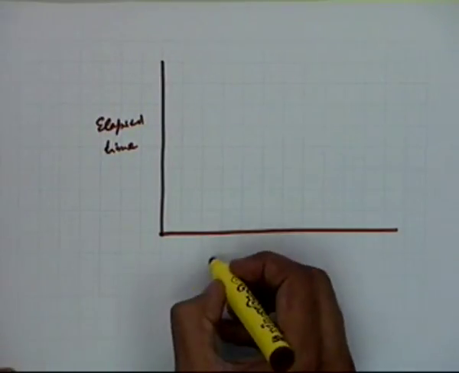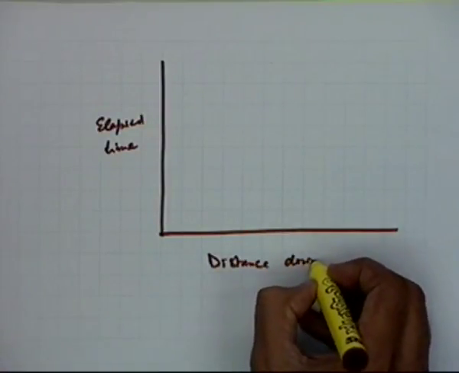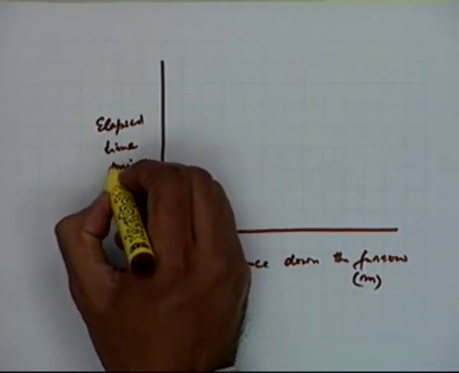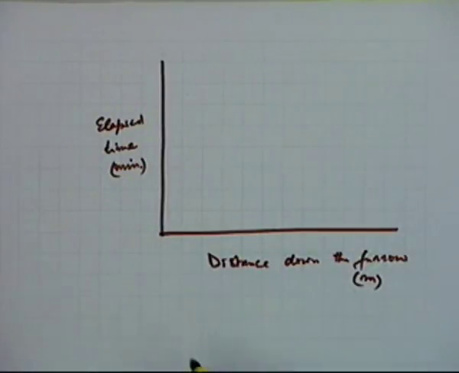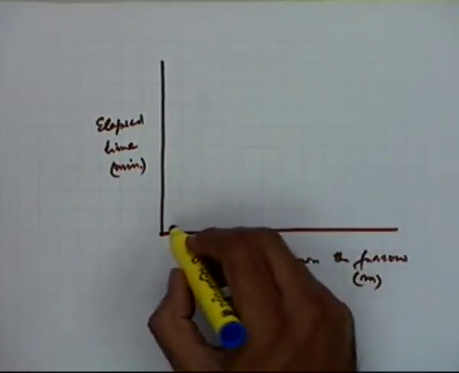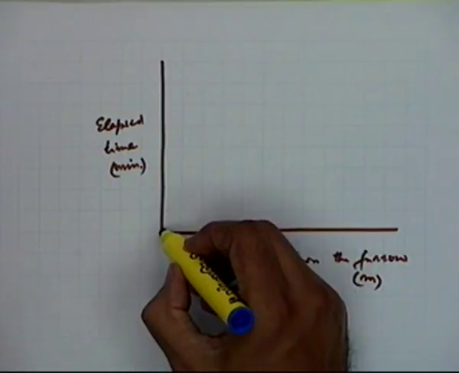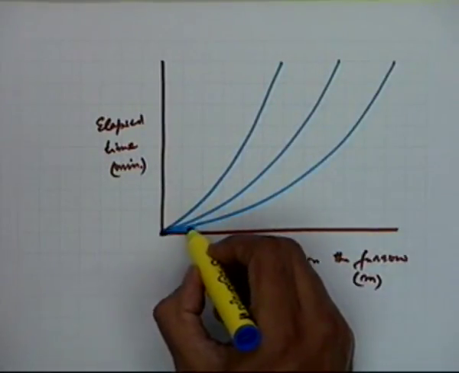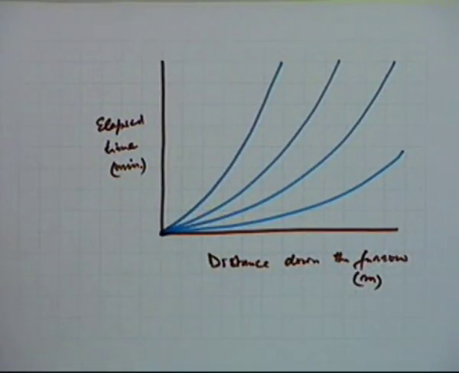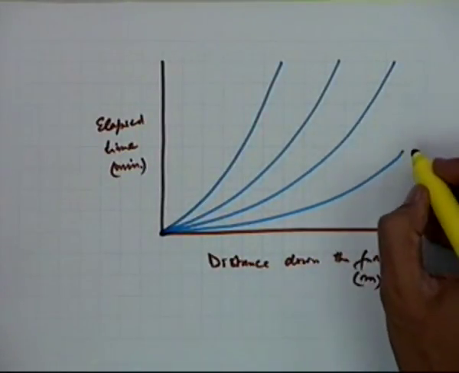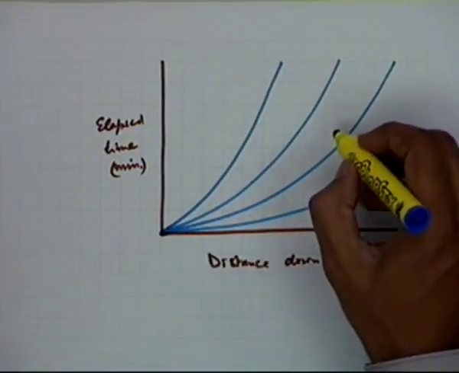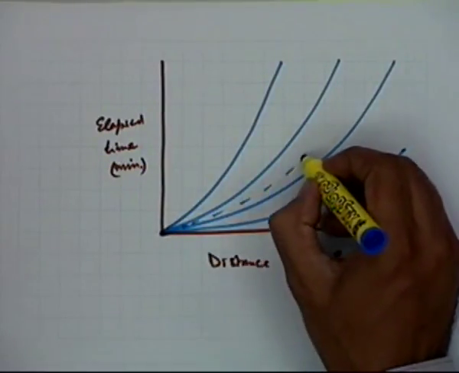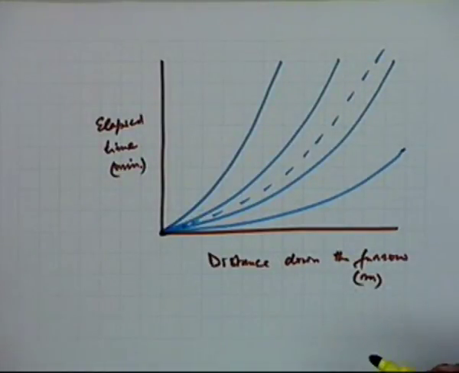So you plot these with respect to the distance down the furrow. This is in meters. This is in minutes. Depending on what sizes you have selected, once you plot those, you will get a family of these advance curves belonging to different stream sizes. For example, if you take this, you might be able to observe one, if you have many of them.